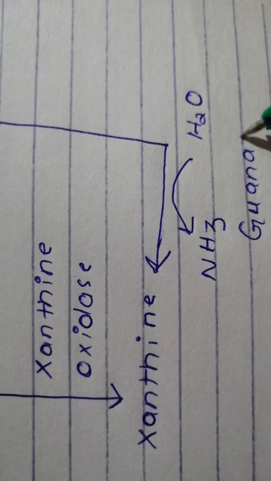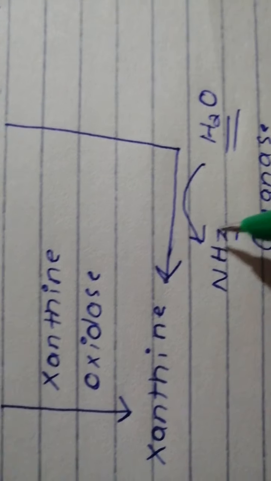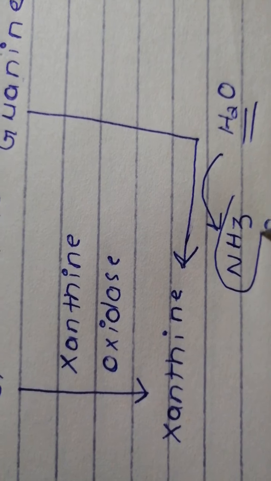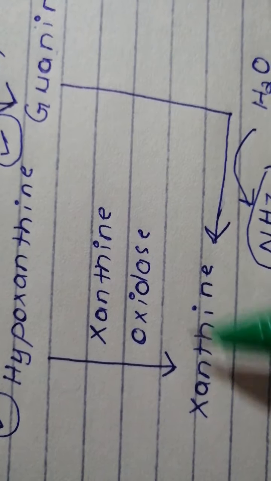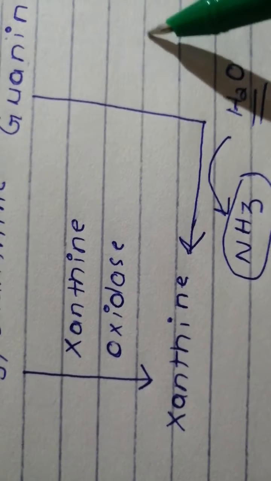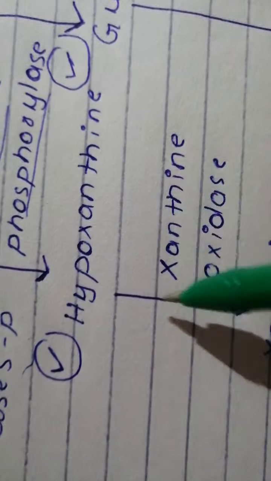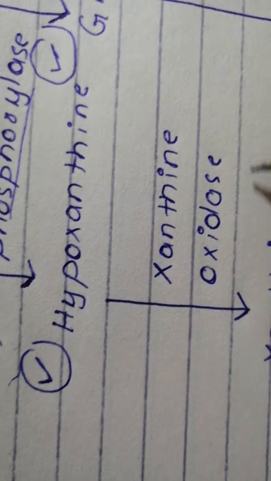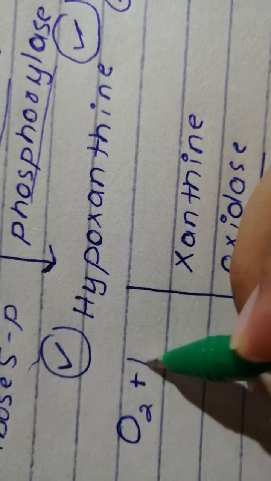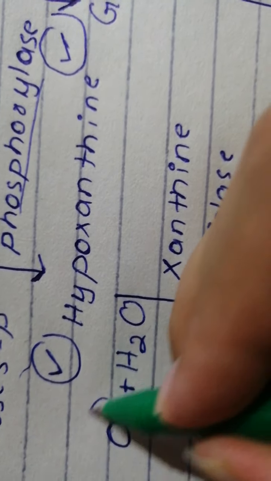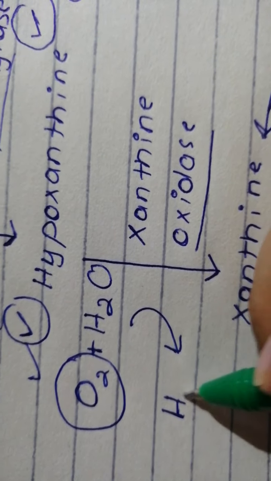So water is being added because this is again a hydrolytic reaction, in order for there to be a release of ammonia. This is understandable because in purine de novo synthesis, there was the conversion of inosine into guanosine. I'm hoping this makes sense. So now we have a convergence. Xanthine oxidase is an oxidase, so we are going to need O2 and H2O, and the byproduct is going to be H2O2.